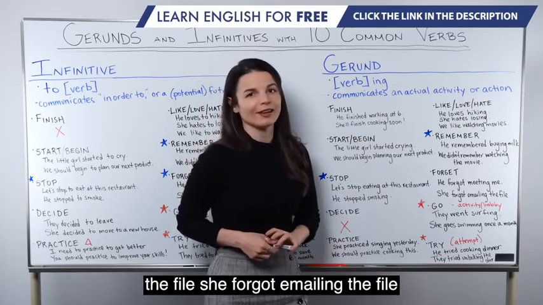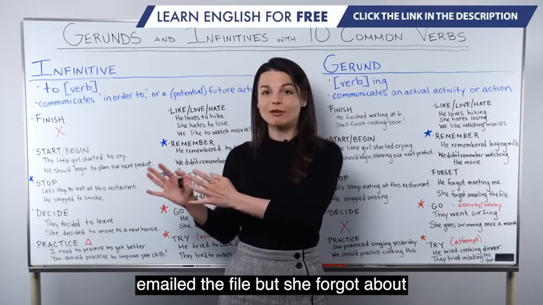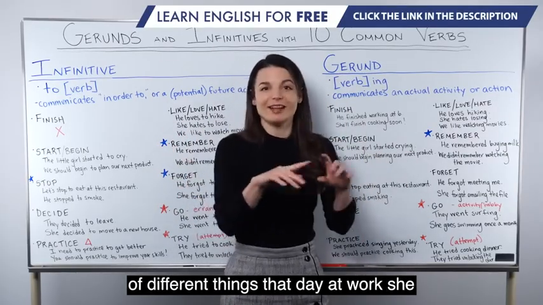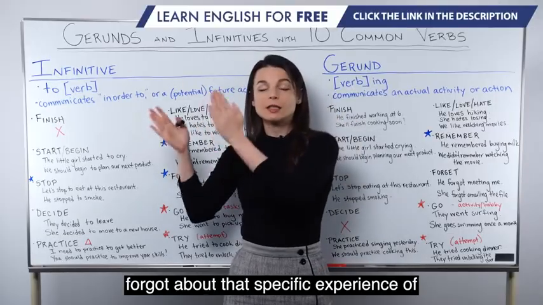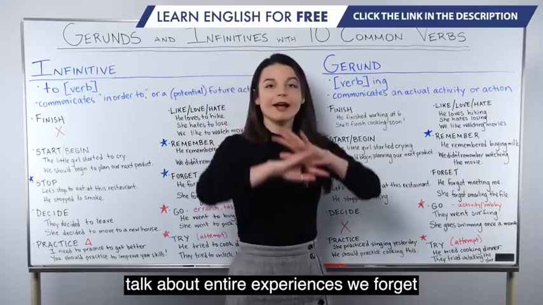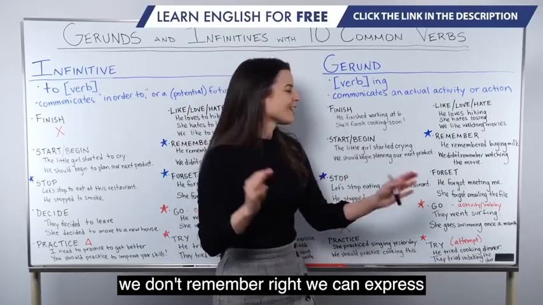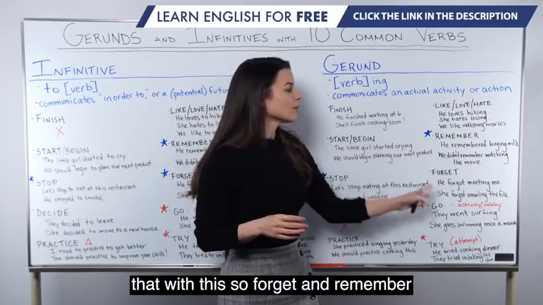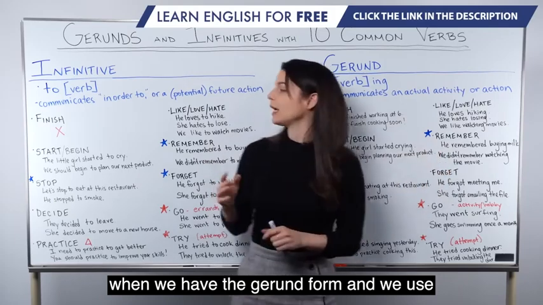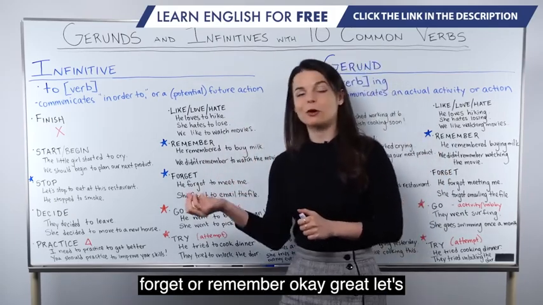Let's look at our second example. She forgot emailing the file. She forgot emailing the file. This means she did email the file. She emailed the file, but she forgot about doing it. She was doing lots of different things that day at work. She forgot about that specific experience of emailing the file. So we can use this to talk about entire experiences we forget. Sometimes there's just part of our day we don't remember, right? We can express that with this. So forget and remember take this same kind of special meaning when we have the gerund form, and we use them in the infinitive form just to talk about those one-time actions that we forget or remember.